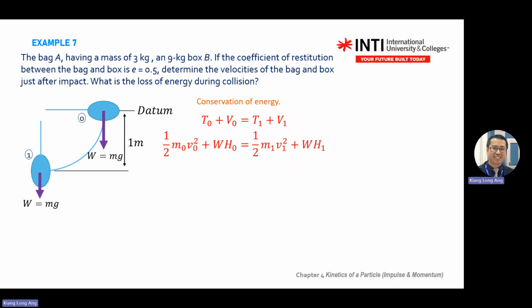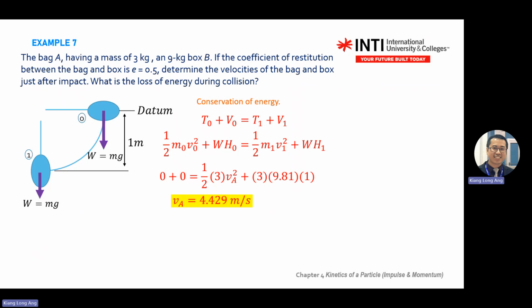You release from rest, so 0. Before, you don't have potential because you release from the datum, but after you have negative potential. Okay. The left side you have 0, the right-hand side you have a value. There's only one unknown, which is the velocity of A. In this case, you need to be careful. Why? Because you are arriving at a quadratic equation with a square. You need to know which one to use. There's a positive value and a negative value.